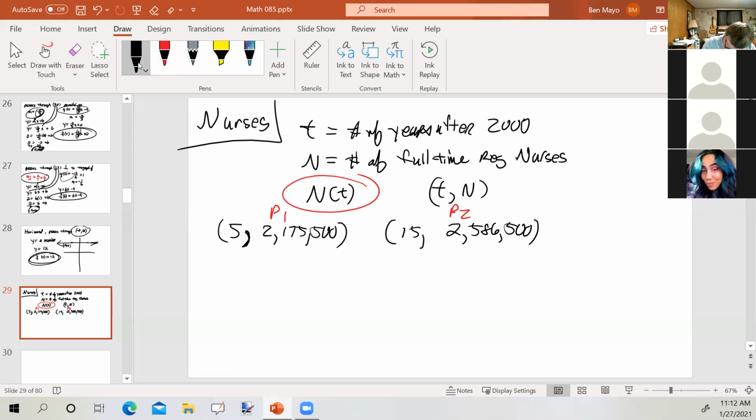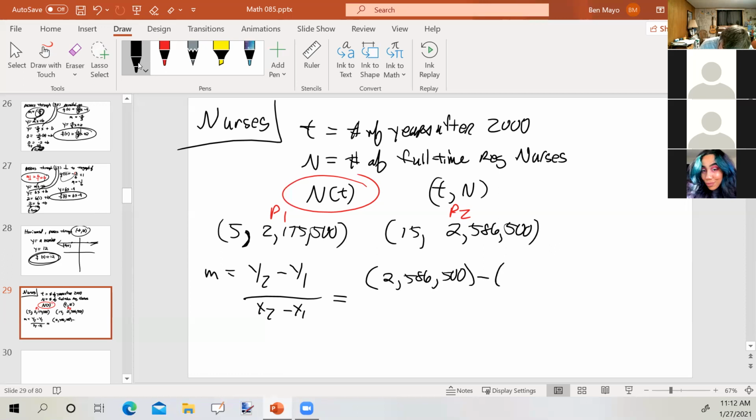Using the slope formula, m equals y sub 2 minus y sub 1 over x sub 2 minus x sub 1. Now, even though my ordered pairs are technically t and n, I can still think of them as x and y. So I'm going to get y sub 2, which is 2,586,500, minus y sub 1, which is 2,175,500, all over x sub 2, which is 15, minus x sub 1, which is 5. Do you have any question about where I got any of those numbers?